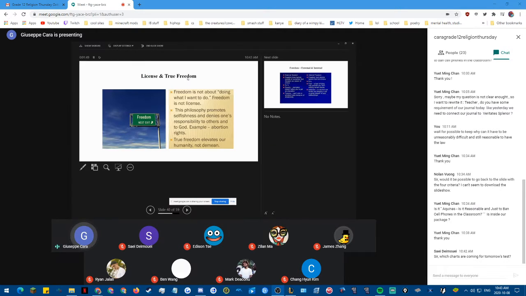This philosophy promotes selfishness and denies one's responsibility to others and to God. Example, abortion. True freedom elevates our humanity, not demeans it. License basically means you can do whatever you want. Just because Marco Musso had a license to drive doesn't mean that he drives when he's drunk. Okay, there has to be truth, not just the freedom to drive.